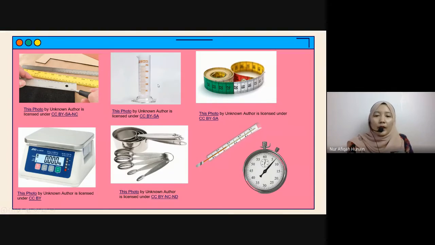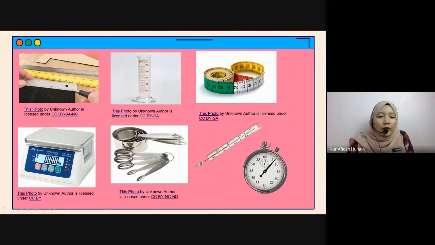So the third one, beside the measuring cylinder, is the measuring tape. This one is commonly used by a tailor to measure your body. In order to make your clothes, they need to measure your body using this measuring tape. Below the ruler is what we call a weighing balance. You can see a lot of weighing balances at the market or at supermarkets like Aeon, Jaya Grocer, and many more.